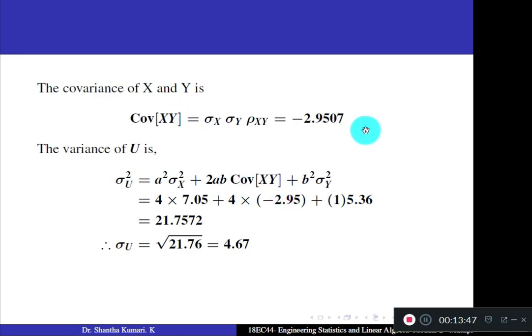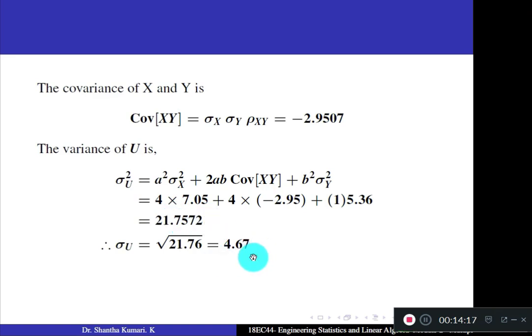So first find this, and variance of u is given by, remember the formula. When u is in the form ax plus by, what is the formula? A square sigma square x plus b square sigma square y plus 2ab covariance of xy. All the terms are known, given in the data. Substitute, you get the answer. Okay, and covariance of xy is obtained here. Substitute and calculate. You get sigma u equal to square root of this, 4.67.